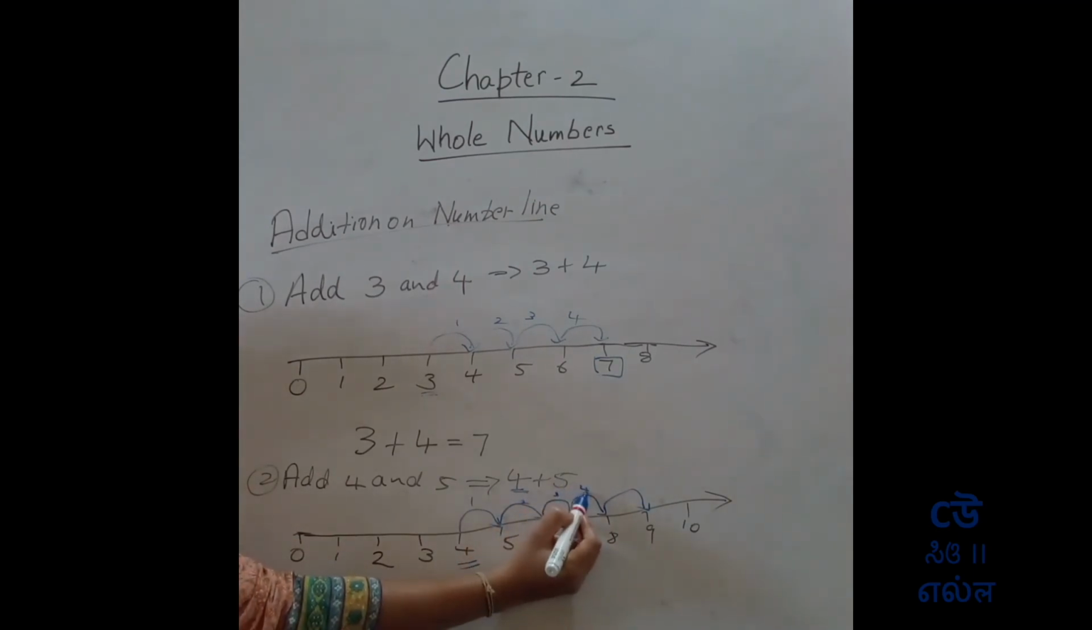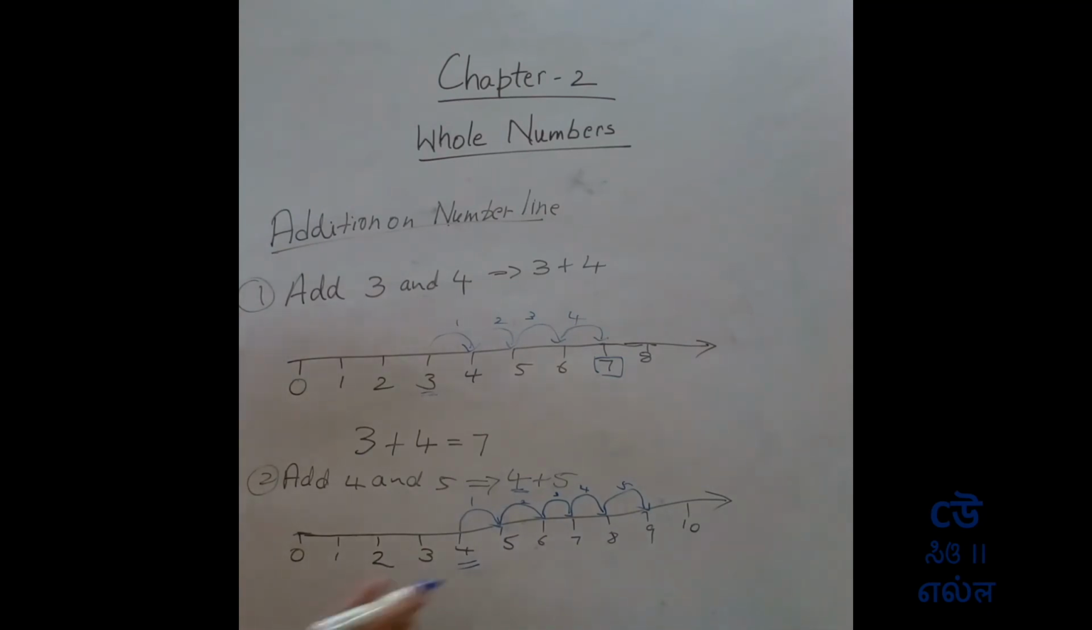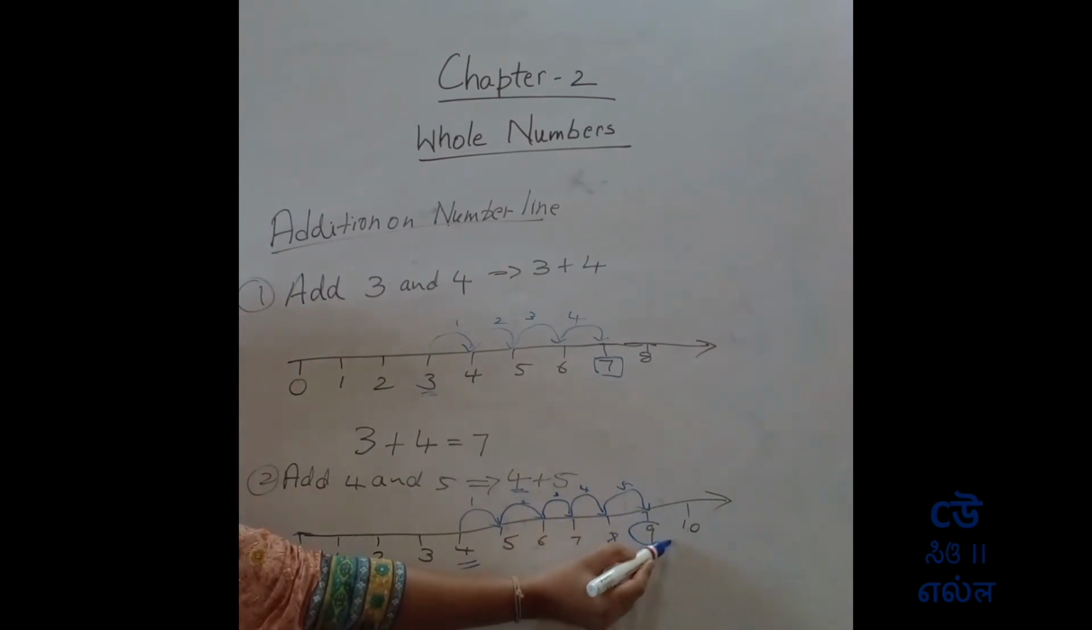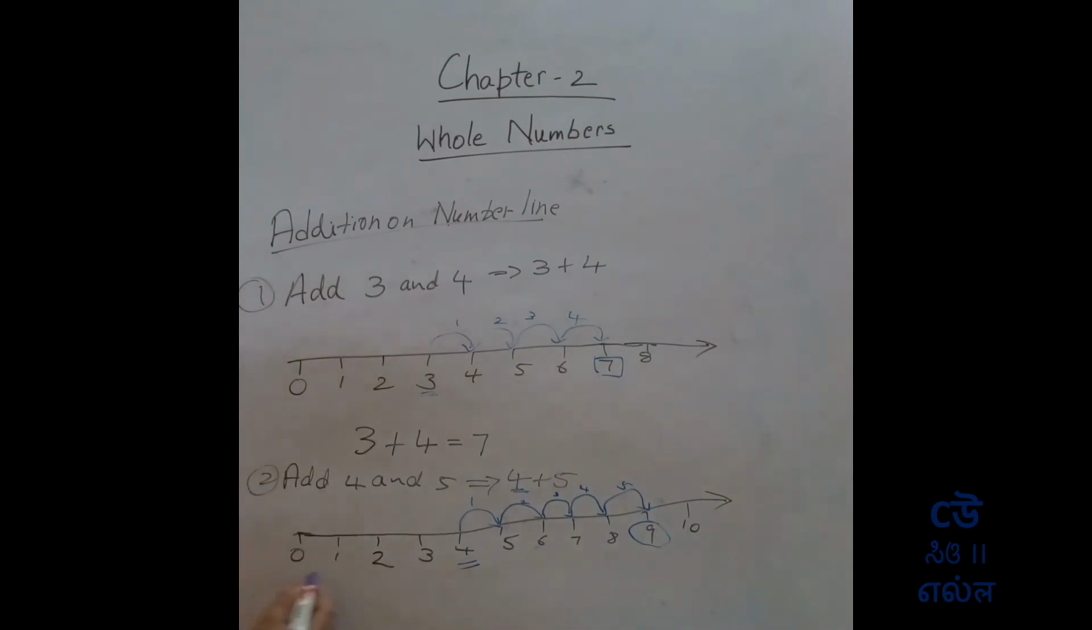1, 2, 3, 4, 5. You have jumped 5 numbers. So at the fifth number what answer did we get? 9 we got. So 4 plus 5 we got 9 on the number line. Mentally also, if you do 4 plus 5, what is the answer children? 9 itself.